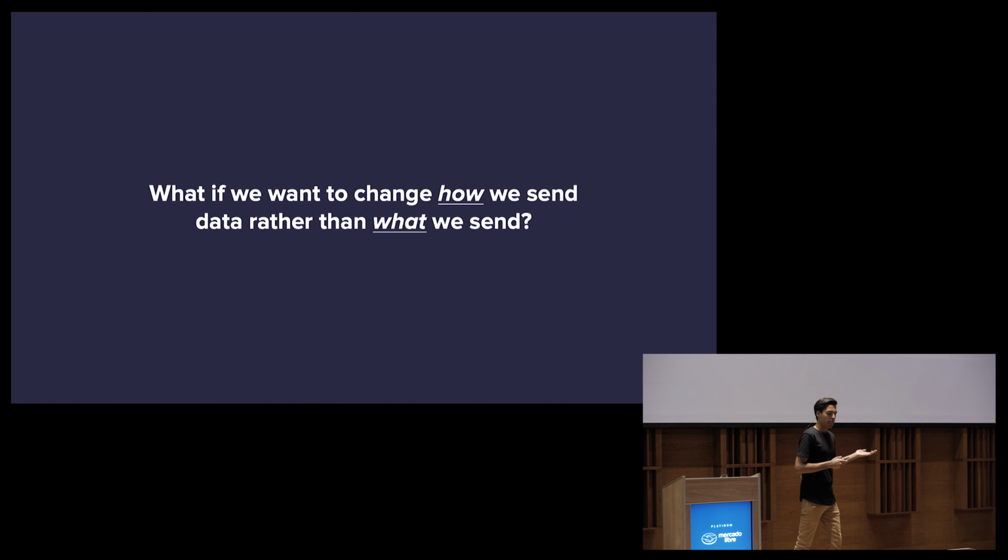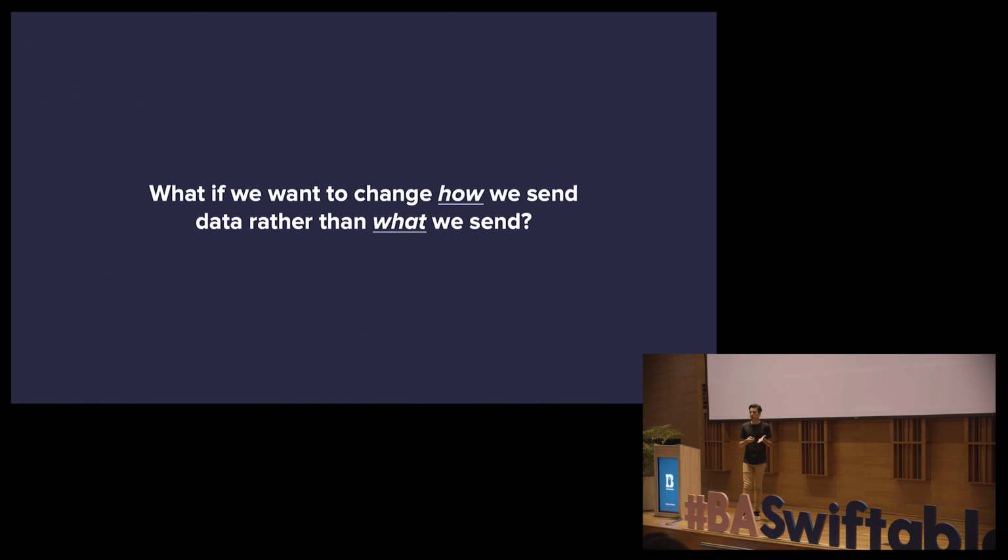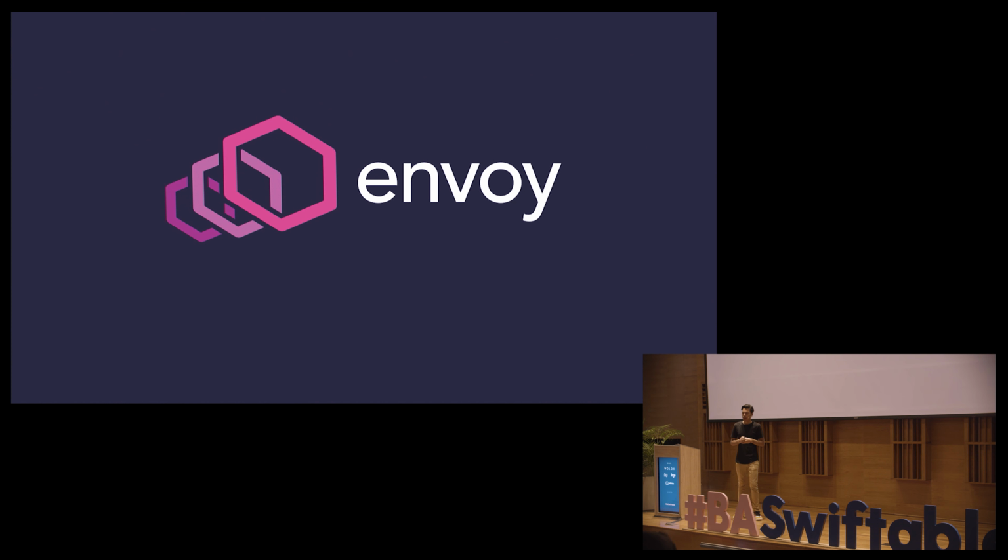So after we rolled this out, we started thinking about what if we wanted to change how we send data rather than what we send. So for example, instead of just changing the content from maybe JSON to Protobuf, what if we could change the actual protocol? So what if we wanted to go from HTTP2 to HTTP3 or QUIC or some other future protocol? And on the back end at Lyft, we actually solved the consistency problem using something called Envoy.